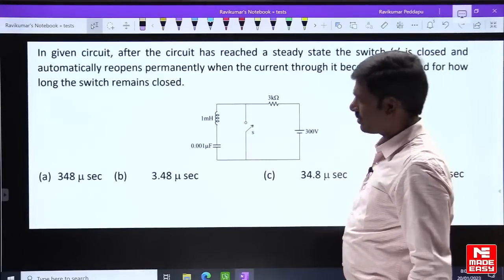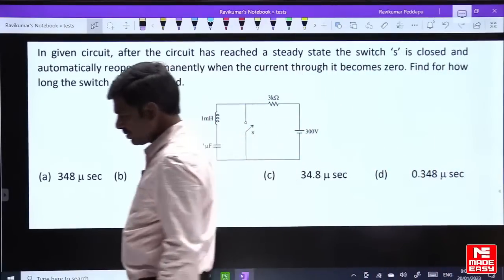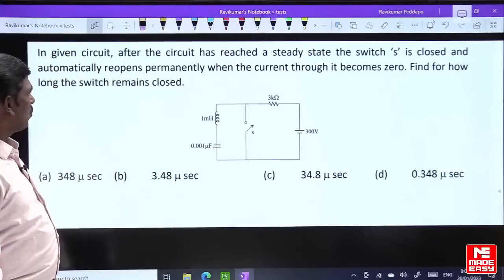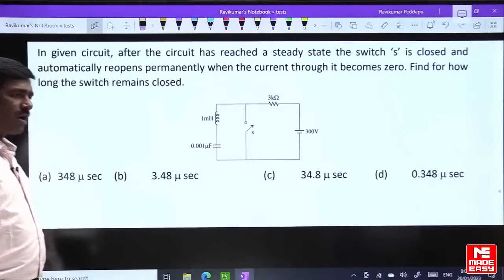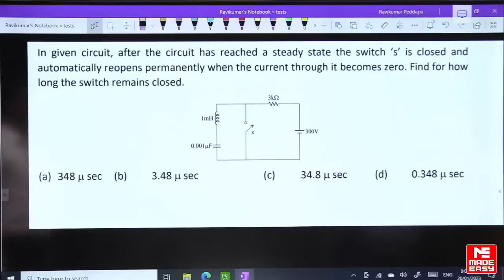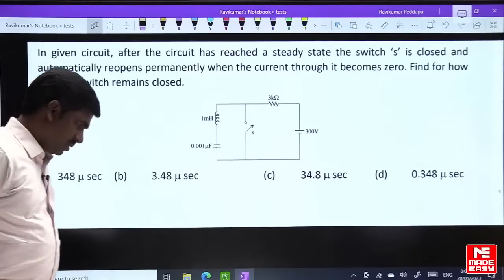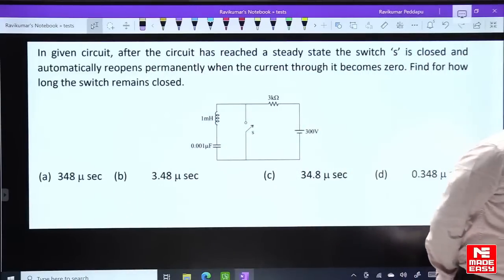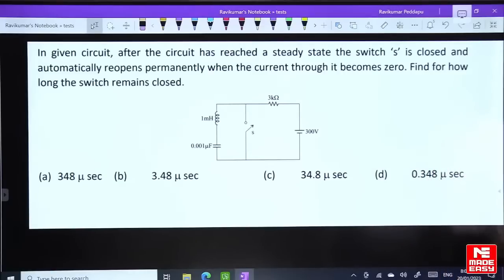Now the third question is, carefully read. Please read the question carefully. Take a screenshot. Give the answer within 2 minutes of time.